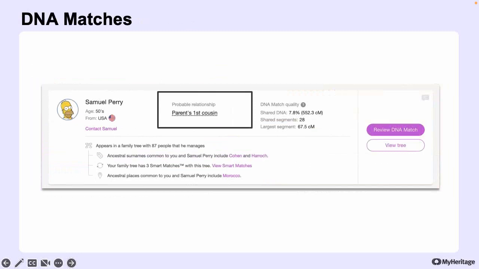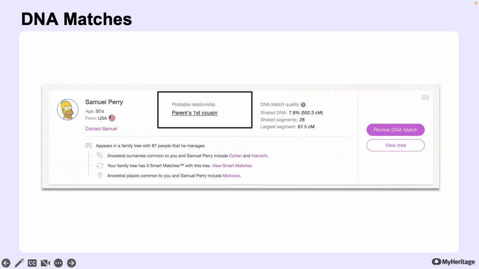Okay, so now let's see how the CM Explainer works. So going back, this is my real match, Samuel. And the image is not Samuel, obviously. This is my friend Homer. I'm looking at the DNA match card of me and Samuel. And I'm seeing that the probable relationship is parents' first cousin.